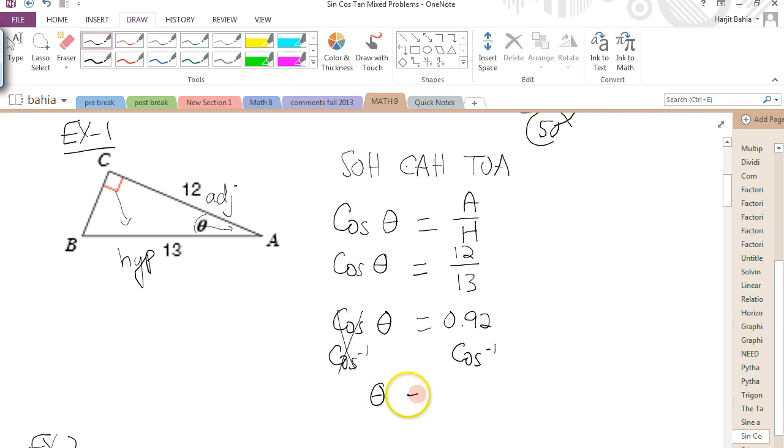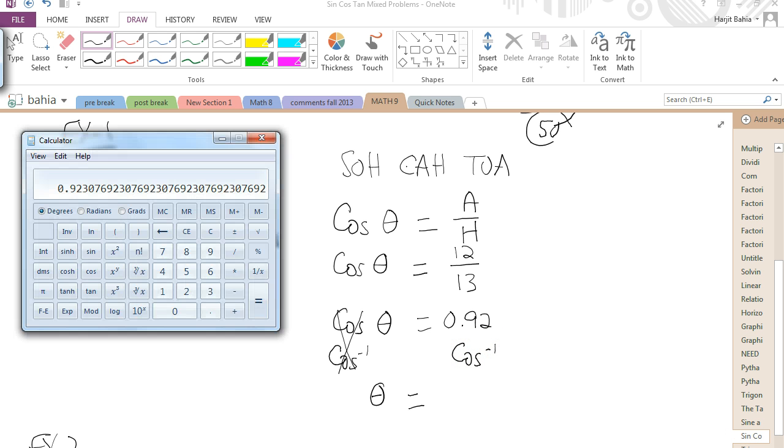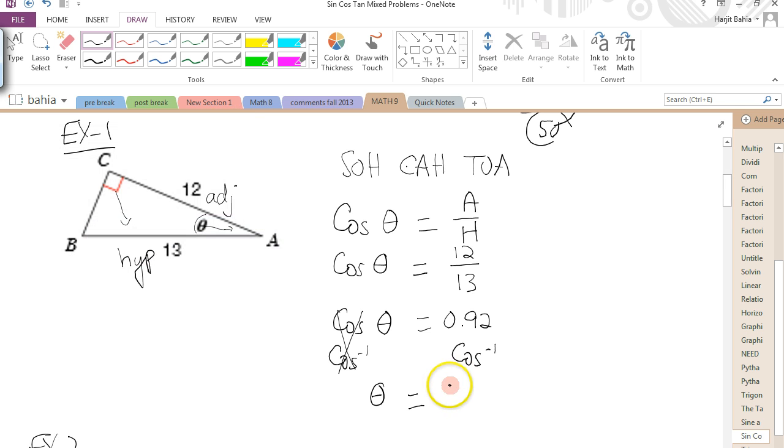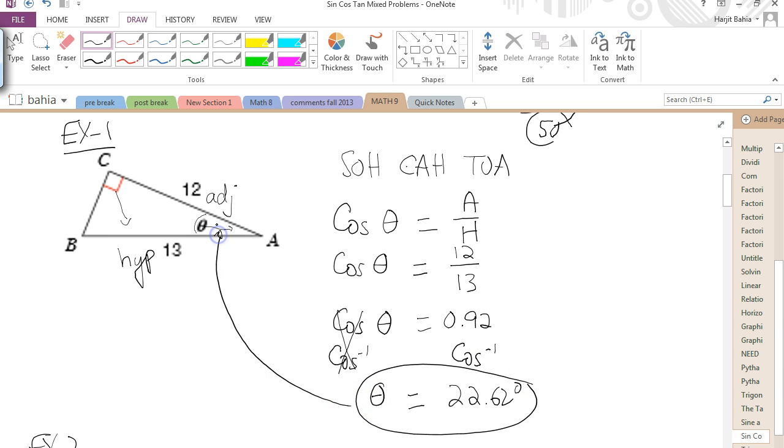And you're left with theta. Well, what is theta? Well, it would be 0.92, and we need to inverse cosine it. So let's take our 0.92, which is, look at that, right in the calculator already, and inverse cosine. Cos to the negative 1. Boom. And it gives us 22.6. It's going to round, that 9 is going to round that 1 to a 2. 22.62 is what we get. 22.62 degrees is our missing unknown angle.